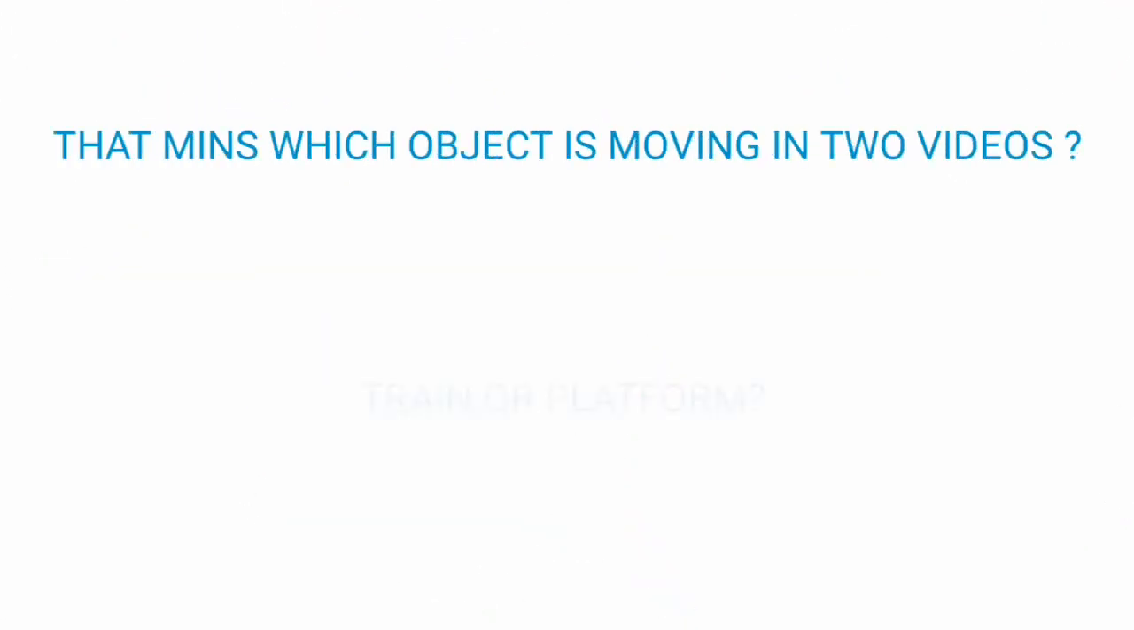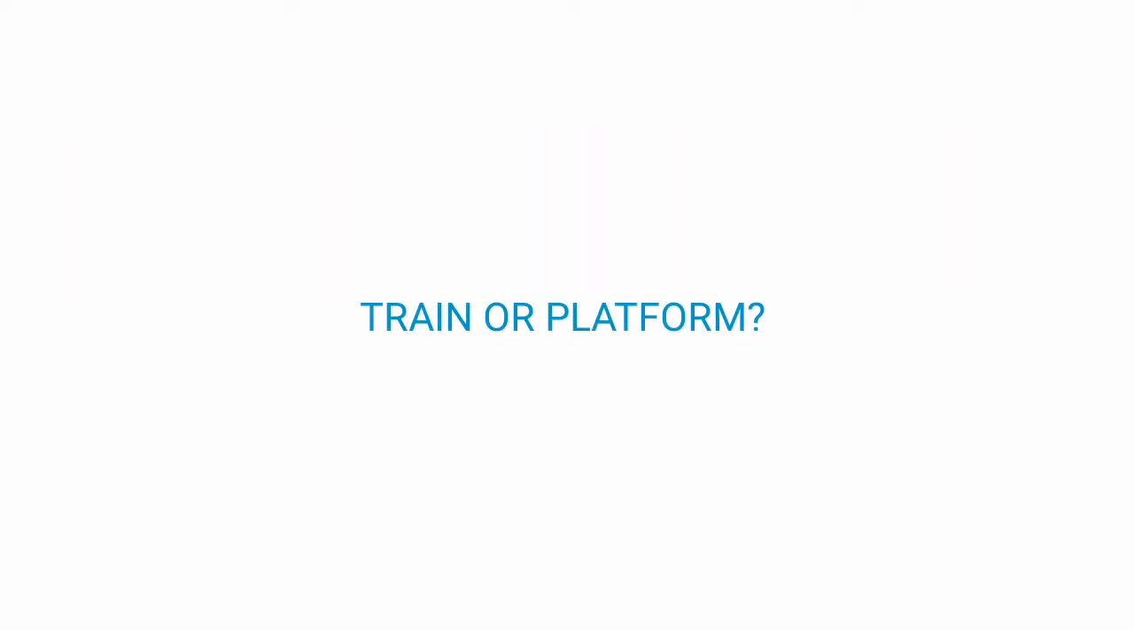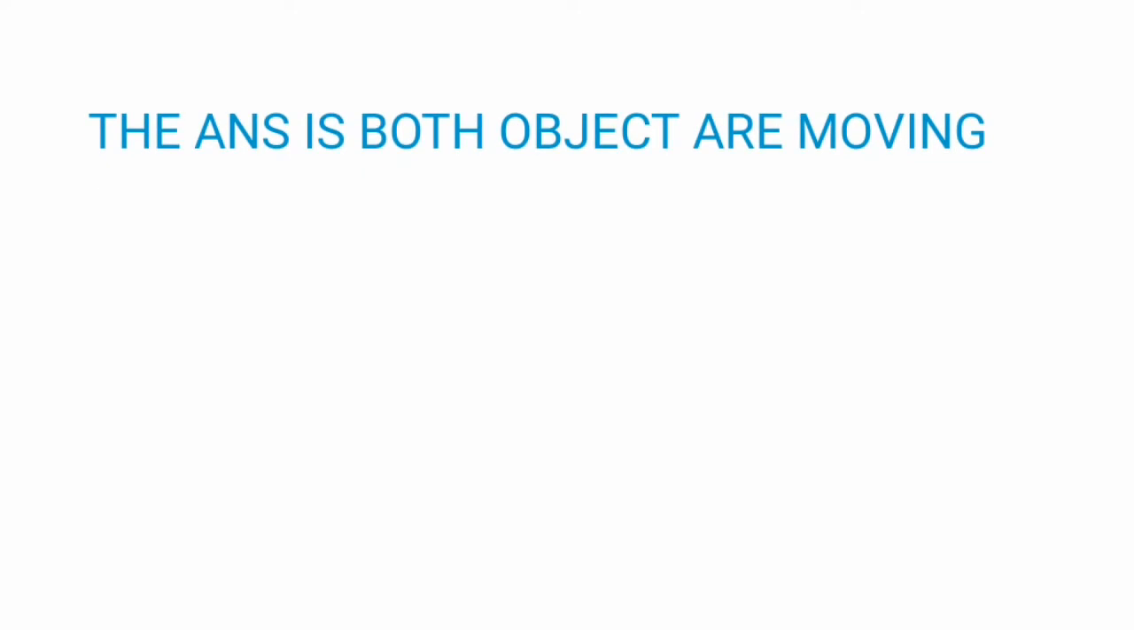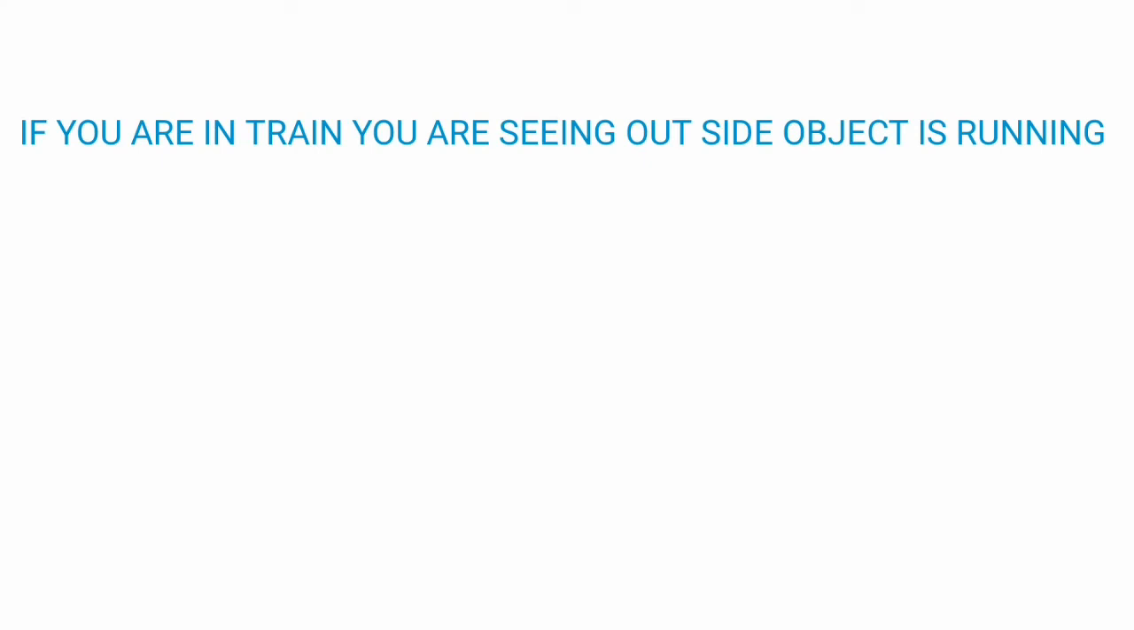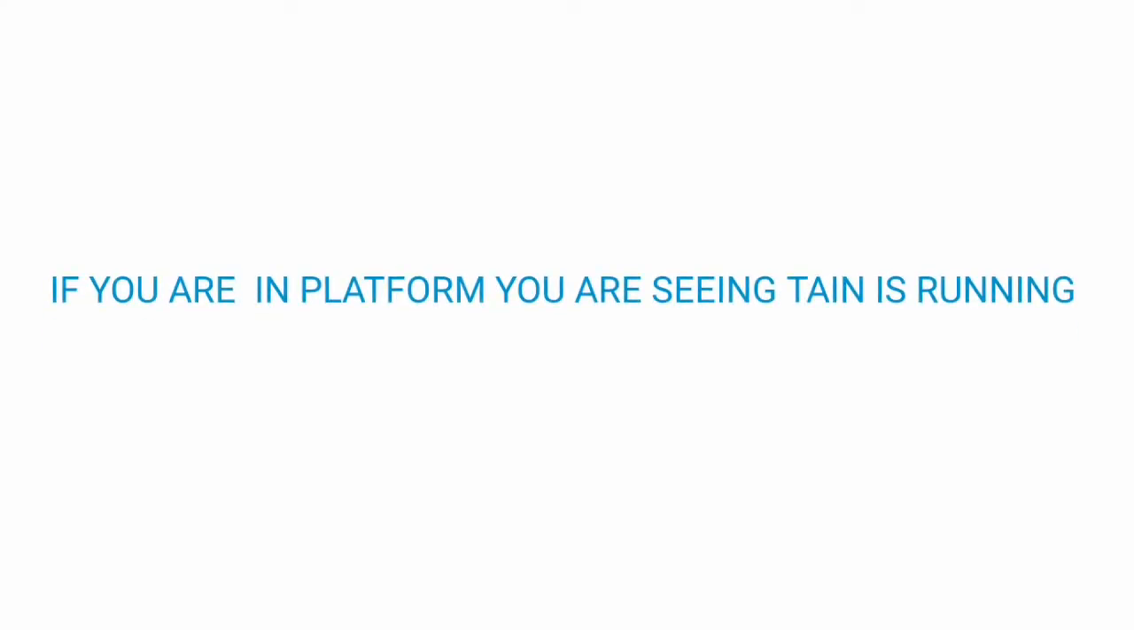That means which object is moving in the two videos? Train or platform? The answer is both objects are moving, with respect to your observation. If you are in the train, you see the outside objects running. If you are on the platform, you see the train running.